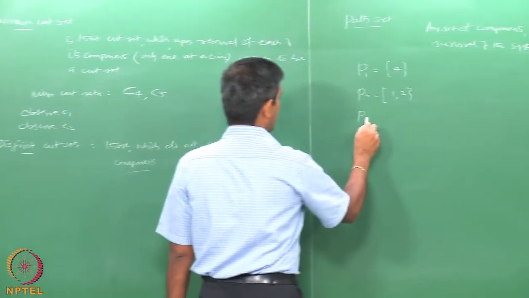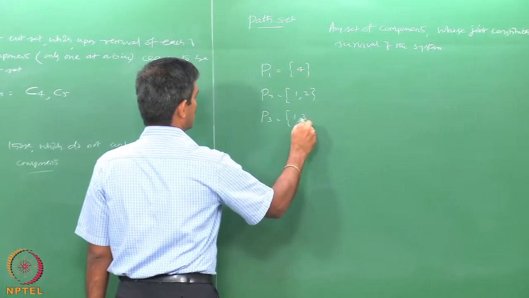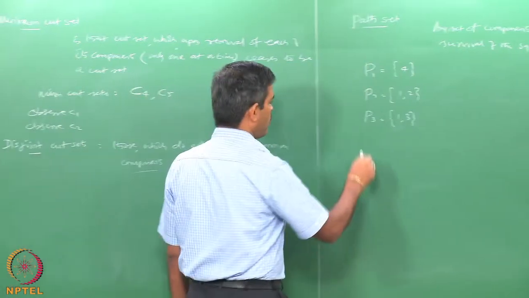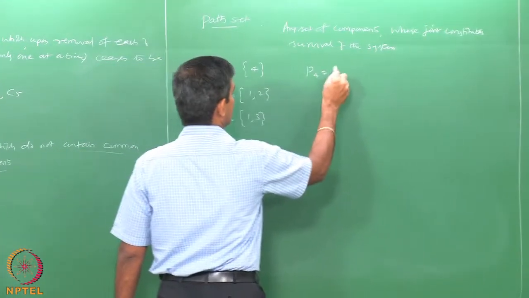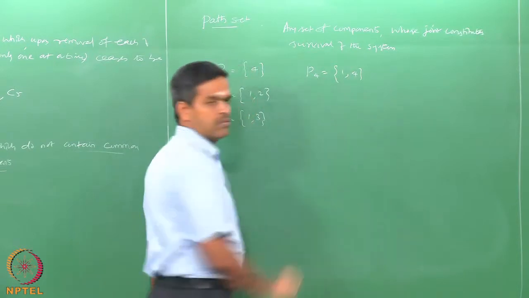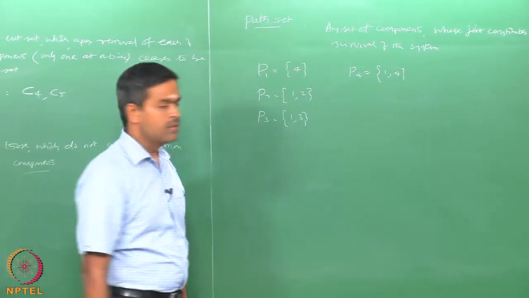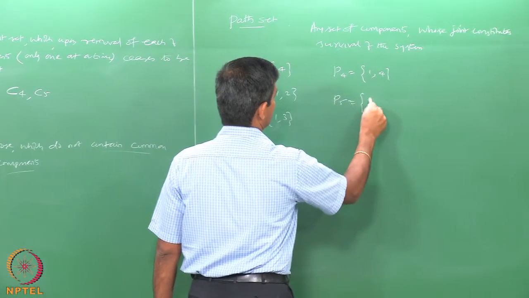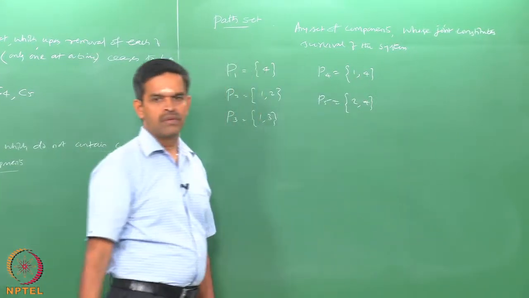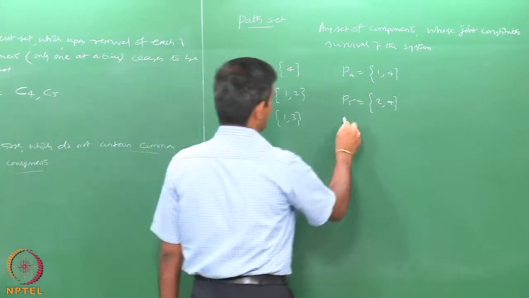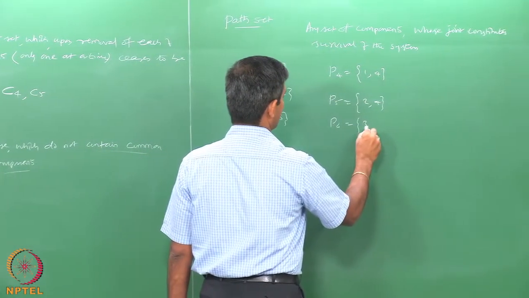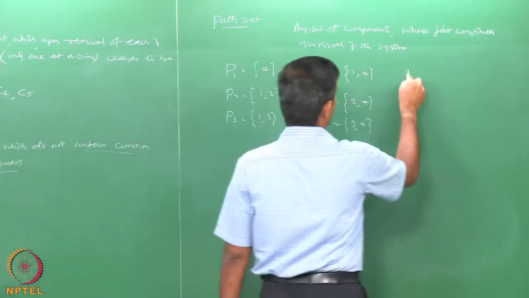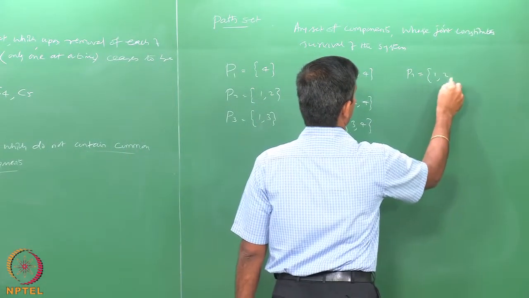P3 can be another path which connects 1 and 3. P4 can be another path which connects 1 and 4, which constitutes 1 and 4. P5 can be another path which constitutes 2 and 4. P6 can constitute 3 and 4. P7 can constitute 1, 2 and 3.